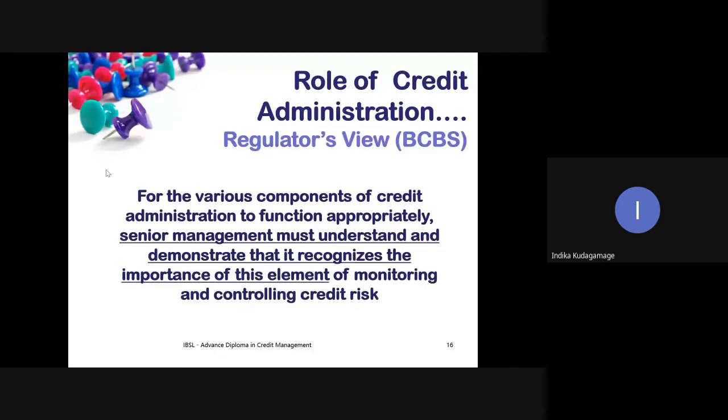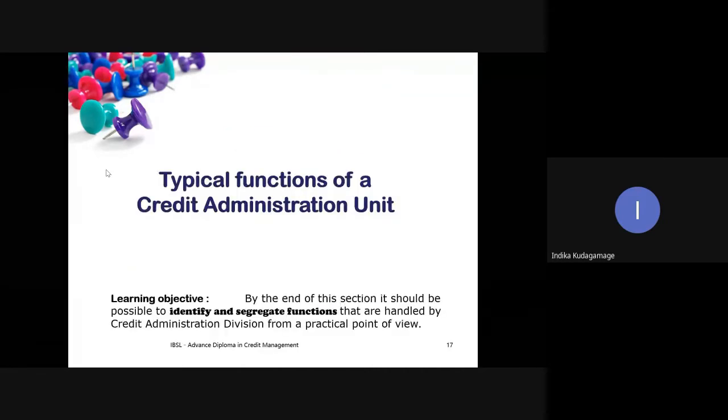For the various components of credit admin function, the appropriate senior management, that means, like, okay, we can have the structures and everything, but if the senior management does not believe in and support it, we can't run this kind of operation. They should recognize the importance of credit admin, and only then can we do the proper segregated approval admin function. Senior management must understand and demonstrate that it recognizes the importance of this element, right? So sometimes senior management thinks the business line is the key. Yes, it is the key, but maintenance of the credit is also very, very important. You bring everything, book it, but if you don't maintain it, you will have an issue, right?